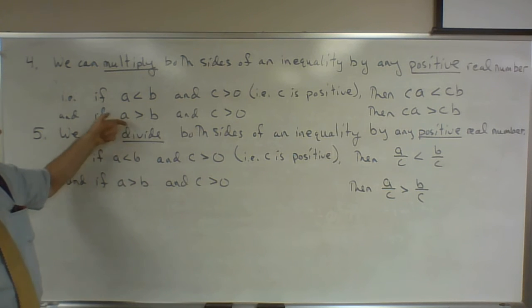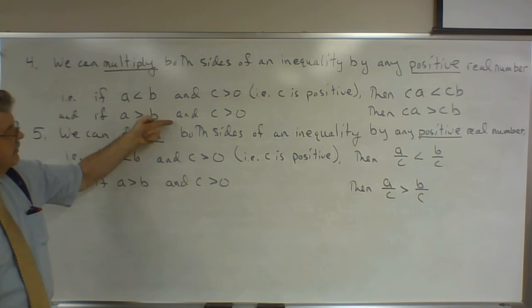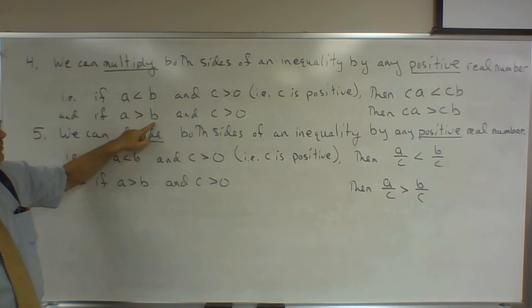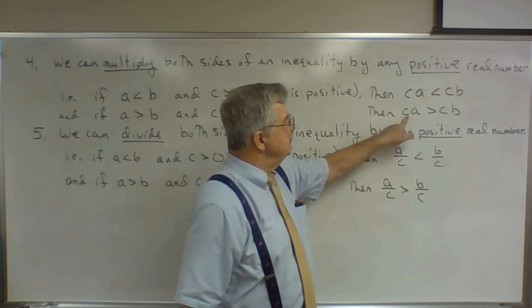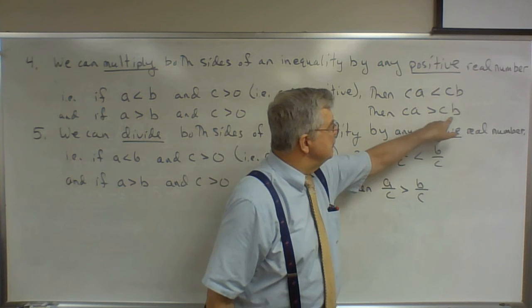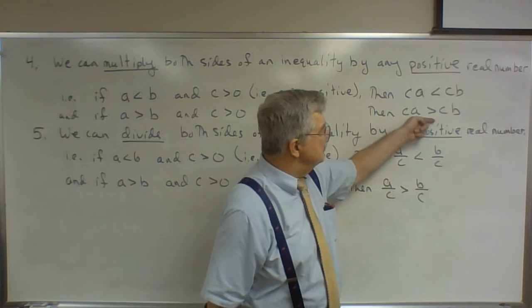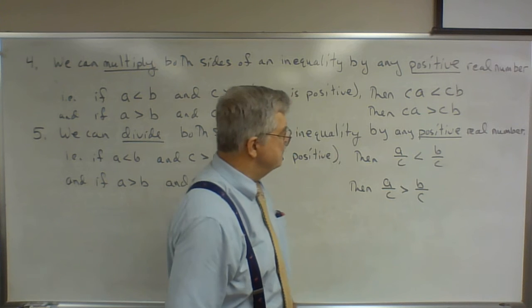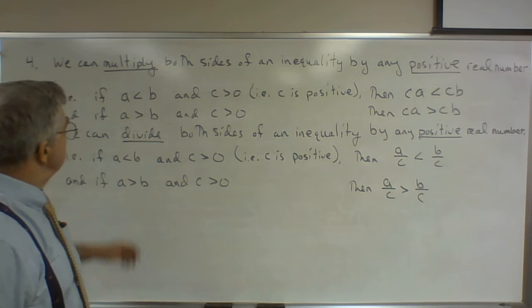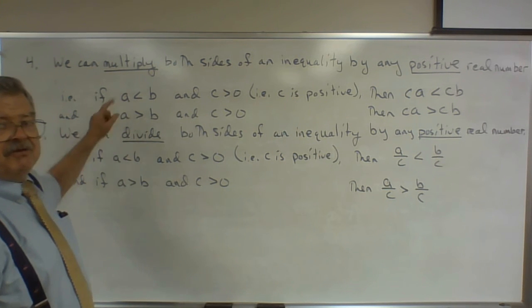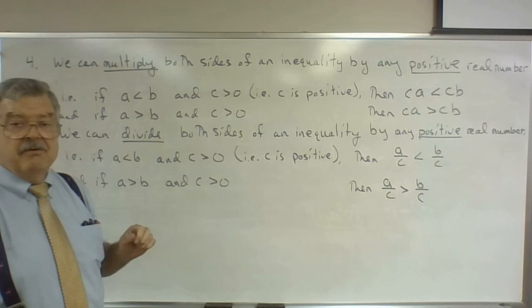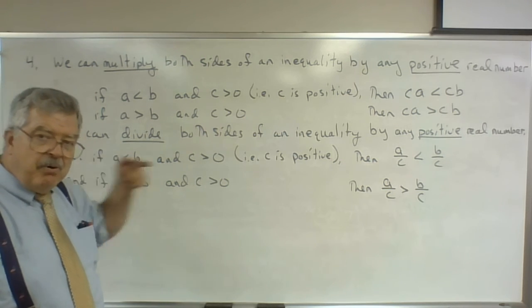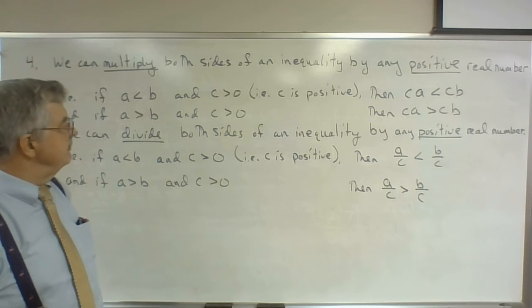Okay, suppose the inequality is pointing in this direction. A is greater than B, and C is positive. Then CA is greater than CB. The inequality still points to the right. So if we multiply both sides of an inequality by a positive number, the resulting inequality will point in the same direction.